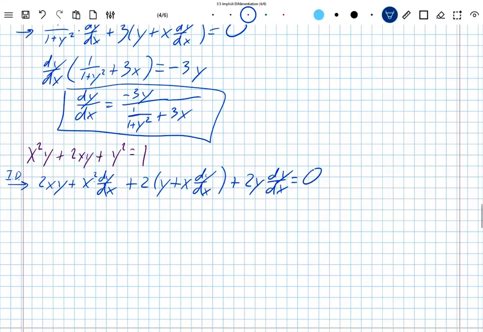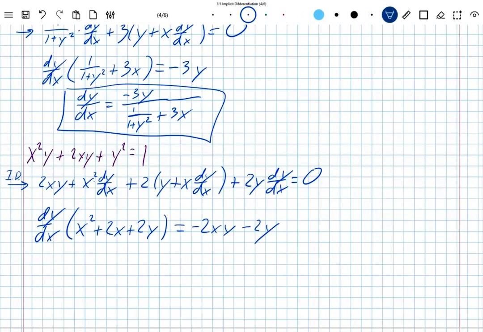I kind of assumed that you had paused the video and tried it on your own first. Let's clean this up just like before. I know I'm going to get a dy/dx all on one side, so I'm just going to pre-factor that out. I'm going to gather all of my dy/dx terms here. Looks like I have an x squared, I have a 2x, and I have a 2y. And I'm going to bring everything without to the other side. So I have a negative 2xy from subtracting that first term, and I have a minus 2y.